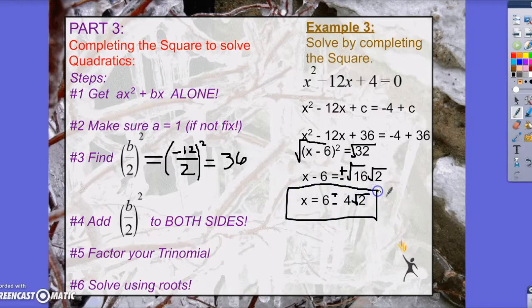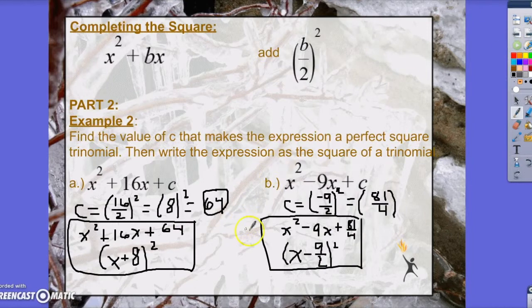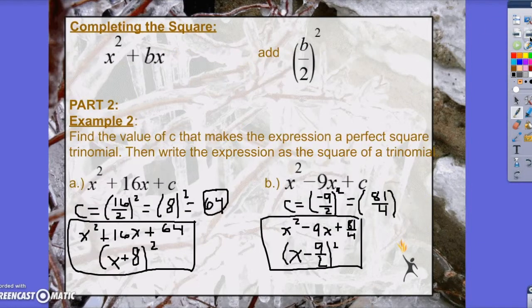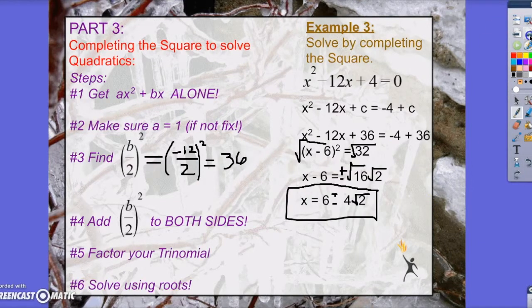So do you see how we sort of combined the last two lessons, solving using square roots from 4.5, and we combined it with completing the square with factoring from earlier in the chapter. And that's our answer. Now, I don't have to simplify it like the previous ones, because the previous ones were whole numbers. Here, though, because of the root, I can leave it the plus minus.